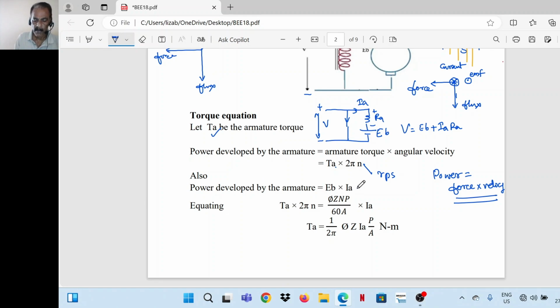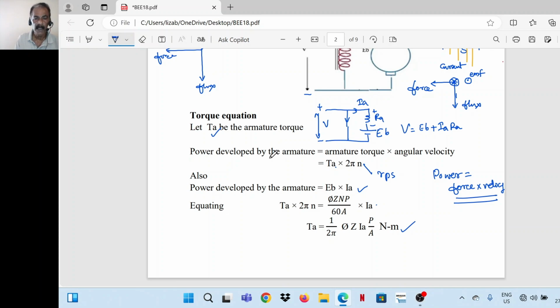Also another equation for power developed is EB into IA. EB is the back EMF, IA is the current taken by the armature. So the power developed by the armature can also be written as EB into IA. Now we can equate this: 2 pi n TA is equal to EB, which is phi ZNP by 60A, into IA. So rearranging we can get armature torque is equal to 1 by 2 pi, phi Z IA into P by A, in Newton meter.